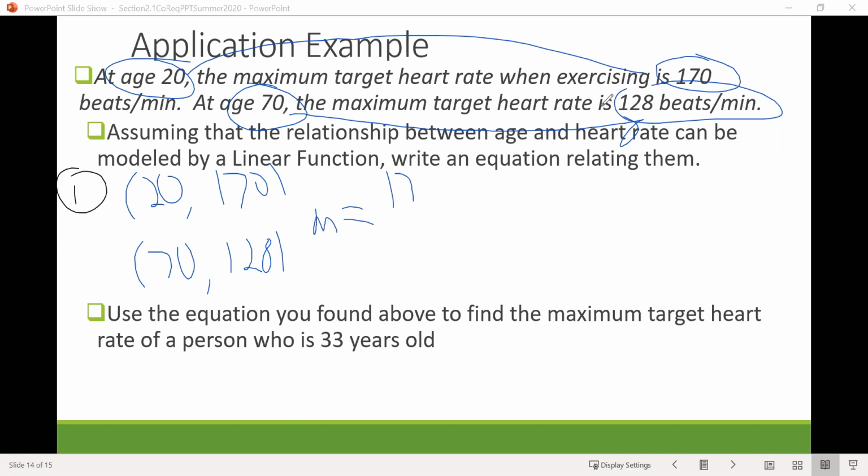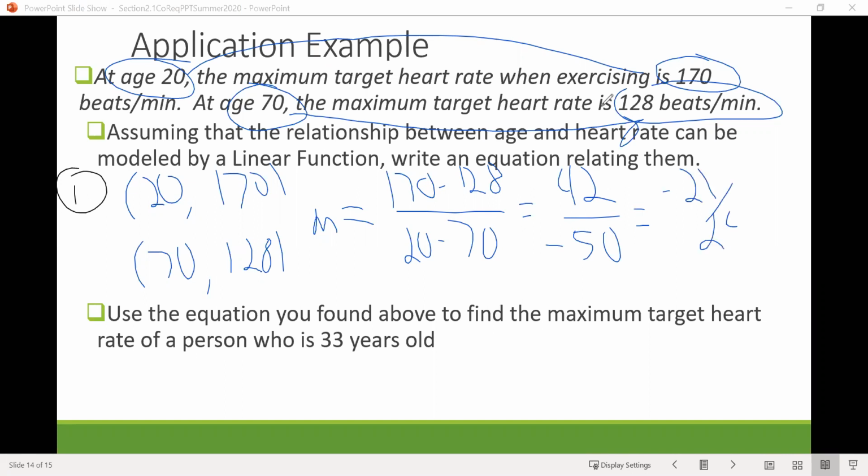So we can do 170 minus 128 all over 20 minus 70. 170 minus 128 would be 42, is that right? Yep, over negative 50, which I think reduces to negative 21 over 25, or negative 0.84. Leave it like that for now. So that's our rate of change, negative 21 over 25.